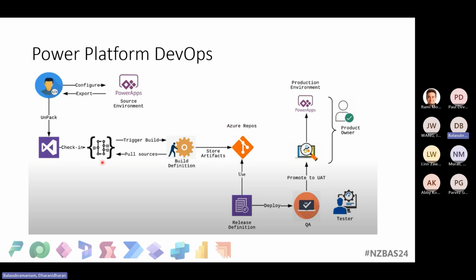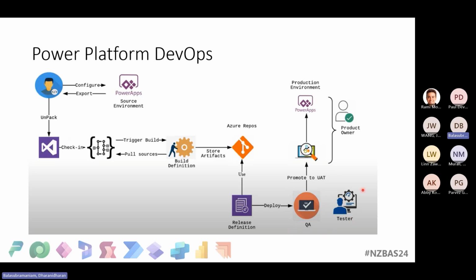Once the build succeeds, the release definition will trigger automatically and start picking the solution from the Azure Repos artifacts, and it will start deploying the solution into the QA environment. And here the testers are responsible. They will create the test cases for all the user stories, test them, and make sure all the acceptance criteria are covered in that particular user story.